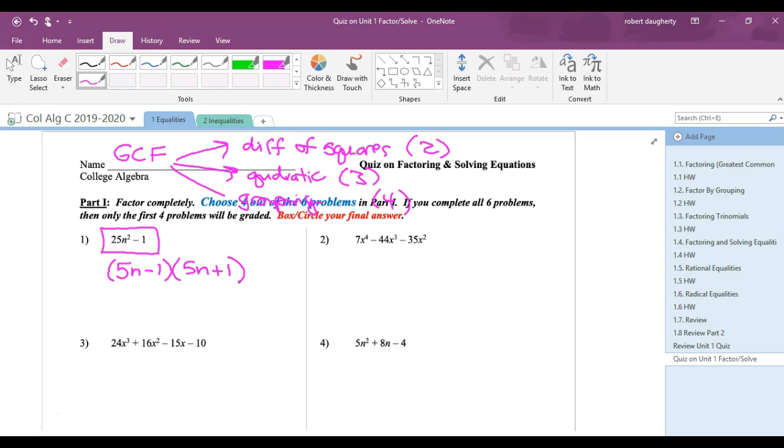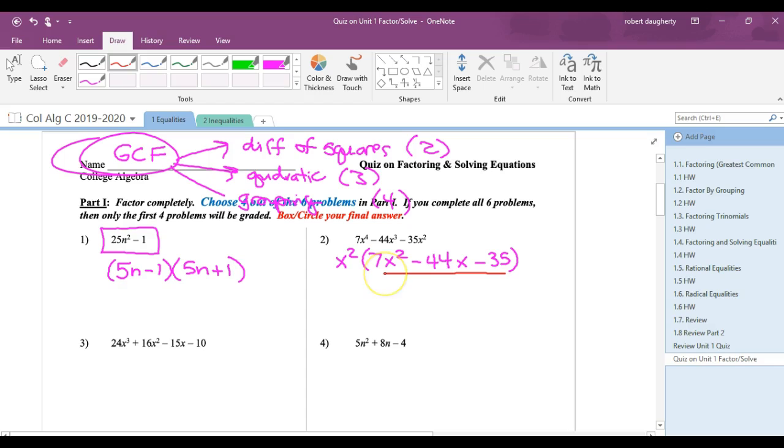Okay, it looks confusing. Let's go back and ask myself, is there a greatest common factor? It looks like there is. It looks like there is an x squared in common. So if I factor that, I get 7x squared, because when I multiply those, I get 7x to the fourth, and then minus 44. If I factor x squared out, I'm left with an x minus 35. Okay. Now, what are you left with? This looks like a quadratic. Okay. How can I factor that?